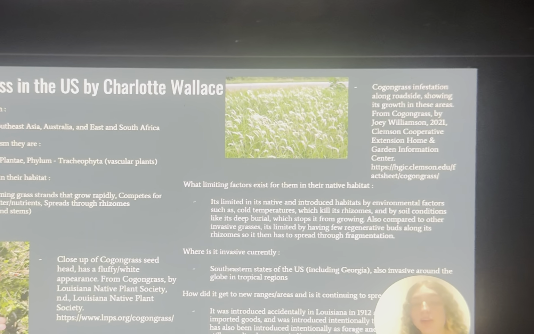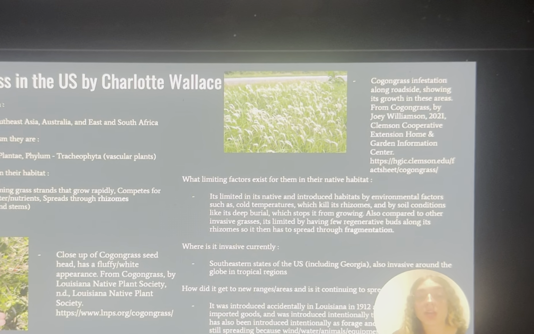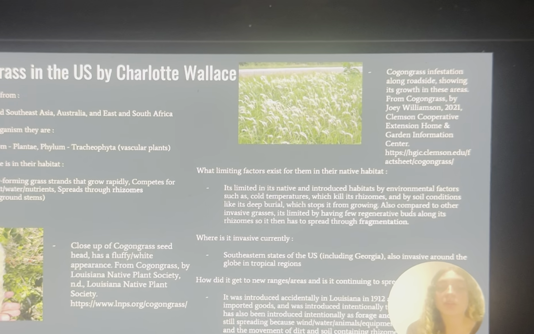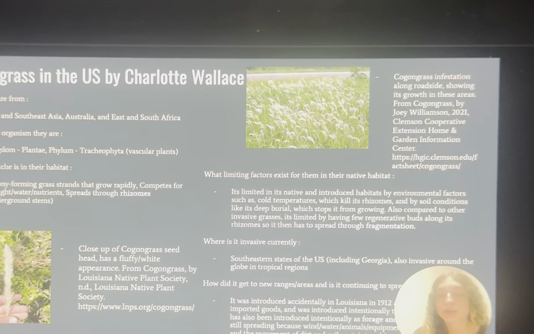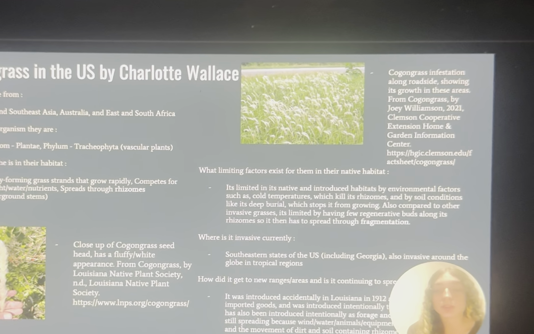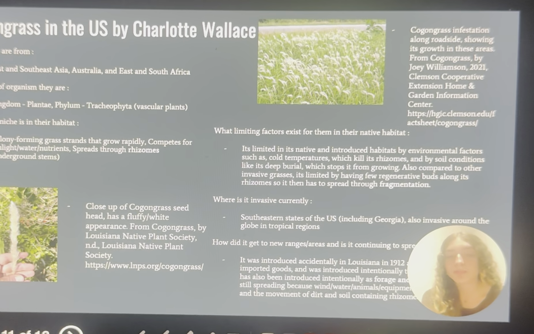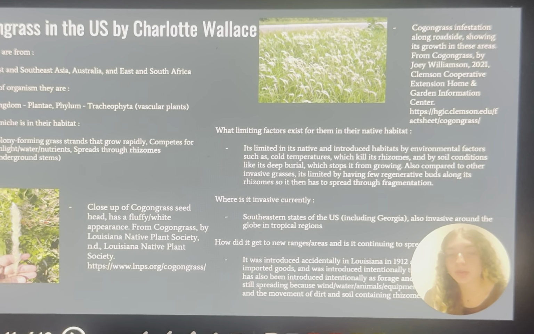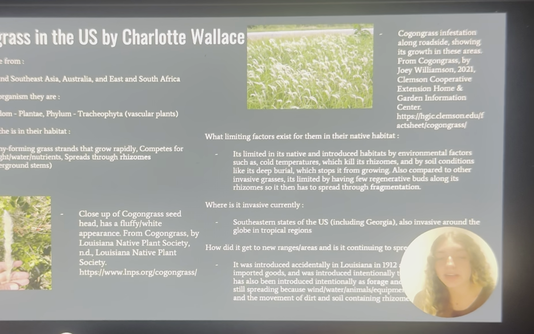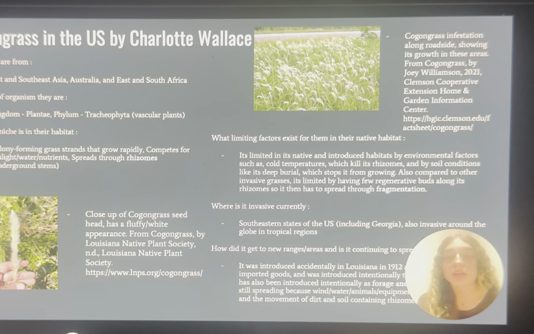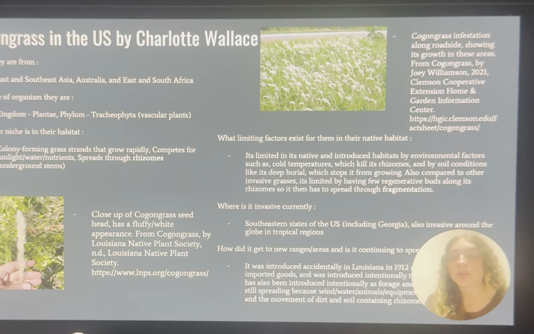So their niche in their habitat is colony-forming grass stands that grow rapidly, and they compete for sunlight, water, and nutrients. And they spread through rhizomes, which are underground stems that they have. And then here is a picture of a close-up of Kogan grass with its seed head and its fluffy white appearance.